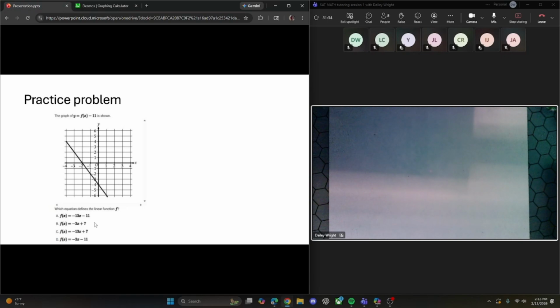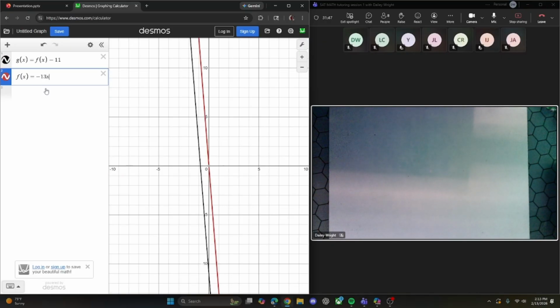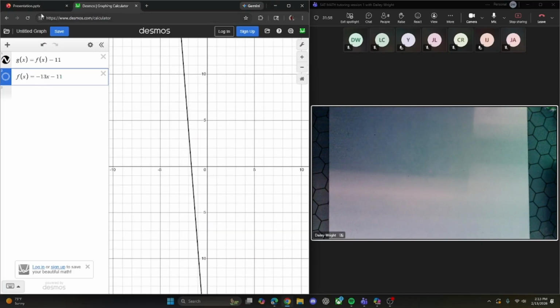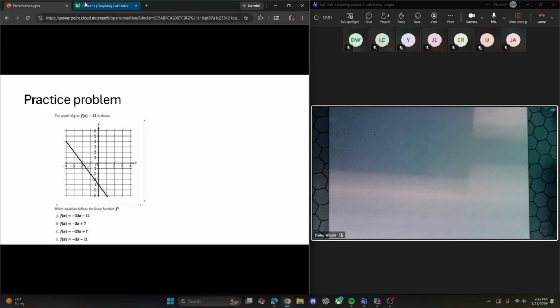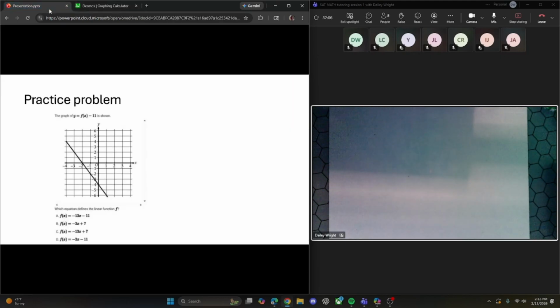So let's type in f of x. F of x equals negative 13x minus 11. G is going to be your, I would honestly just turn f of x off because you're looking at g. You can see that this has so much bigger of a slope than what the graph is showing, so A is not your correct answer.